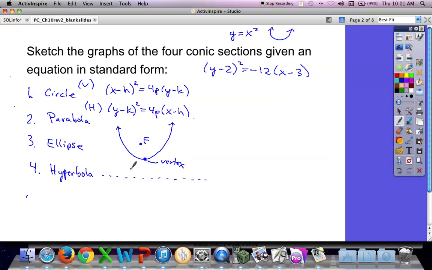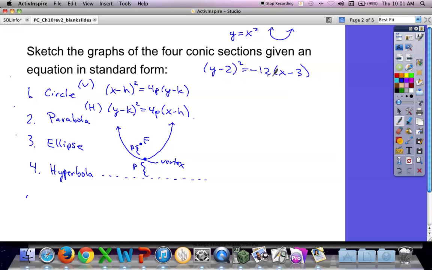But on this picture, what does P represent? The focus to the vertex is P. But remember, since every point on this parabola is the same distance to the point and the line, then this has to be P also. It doesn't matter. They're both equal. That's what we mean by the P.